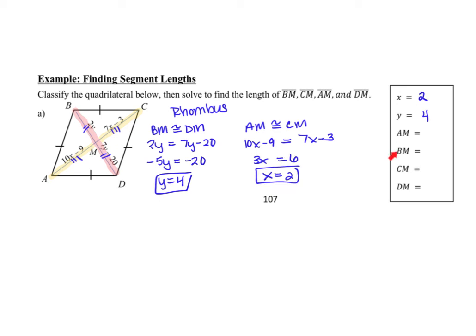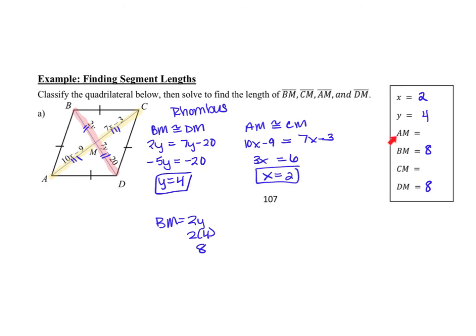To find the missing lengths, all you have to do is take your answers and substitute them back into the expressions given to find the length. So if I want to find the length of BM, which is this one, I'm just going to start with that one because I know that y is 4. And of my two choices, this one is less work to do. So if BM is equal to 2y, all you do is substitute your y value in, and you get a length of 8 for BM. And since BM is congruent to DM, you already know that DM is also going to be 8, and there would be no need to plug it back into this expression because those two lines are congruent.